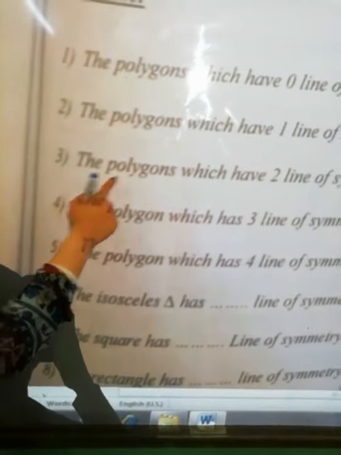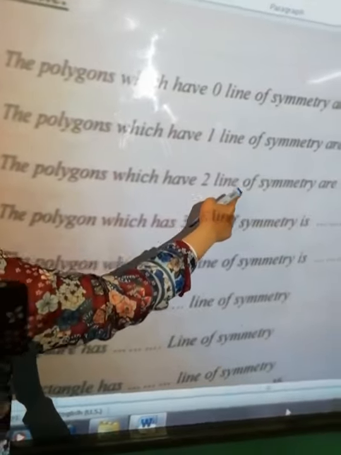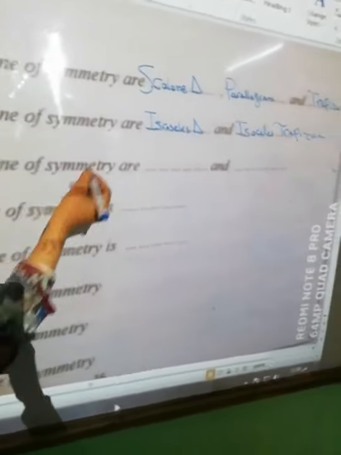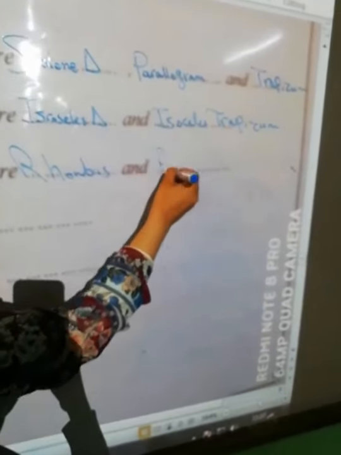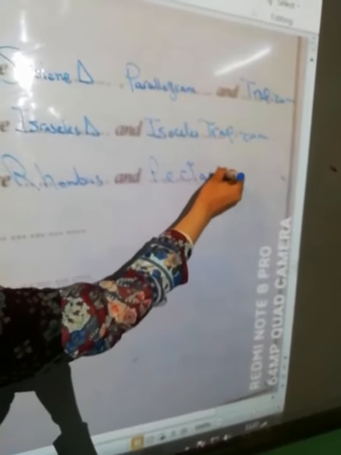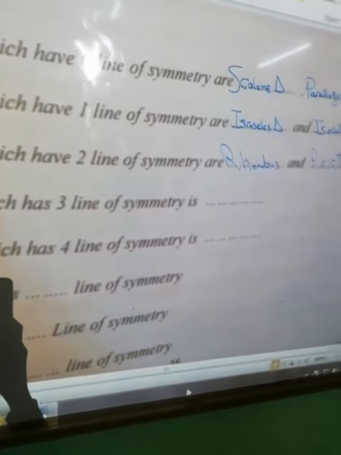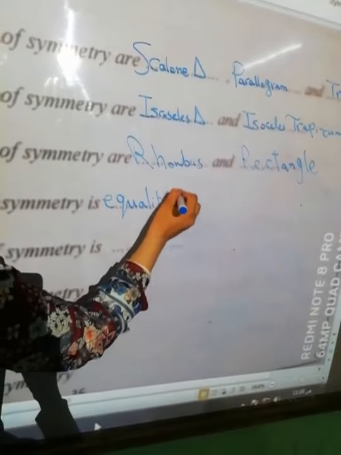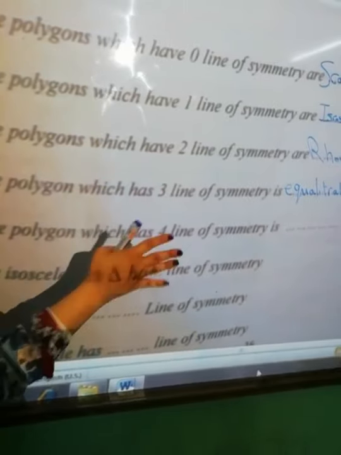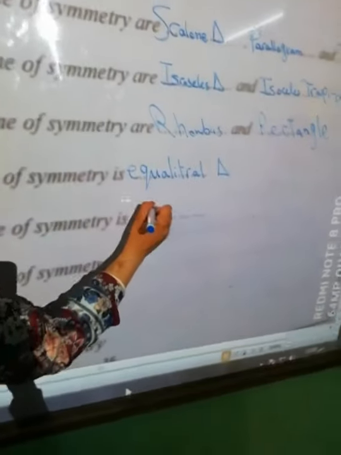Number three, the polygons which have two lines of symmetry are, yes, rhombus and rectangle. Number three, the polygon which has three lines of symmetry is, yes, equilateral triangle. Number five, the polygon which has four lines of symmetry is, yes, square.